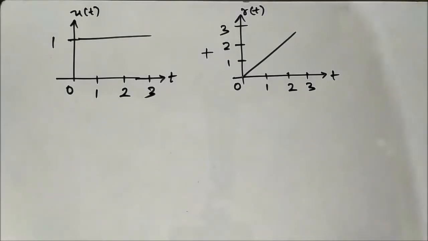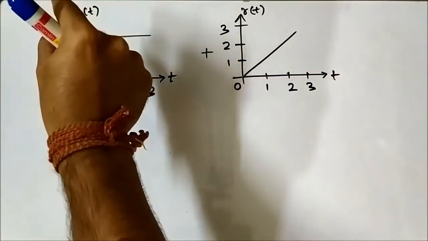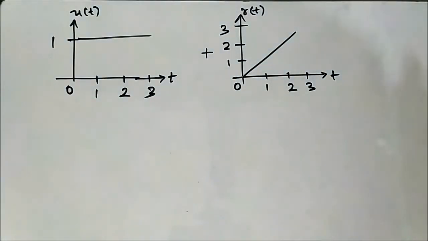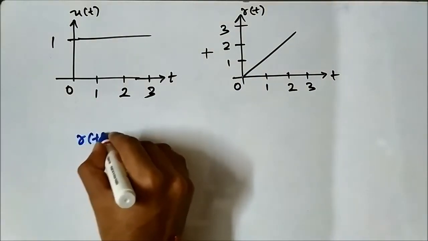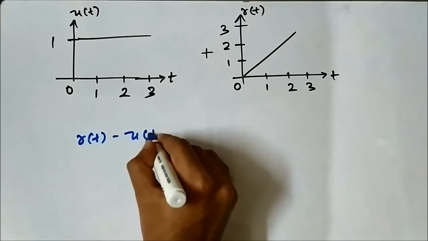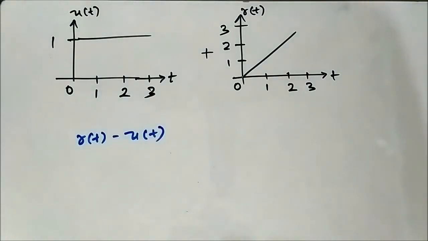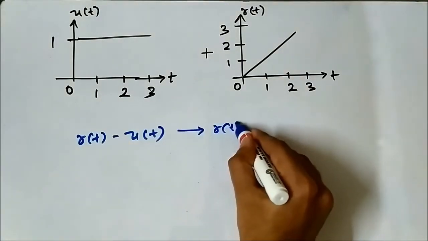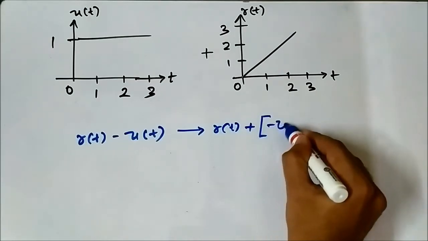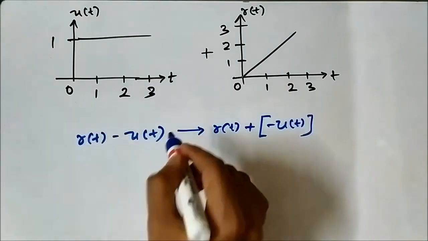Okay, so now we will perform some more operations, signal addition operations on signals. So we have again the unit step and ramp signal, basic test signals. In this case we will perform this signal operation, RT minus UT. Okay, so you can treat it as RT plus minus UT or directly as RT minus UT.